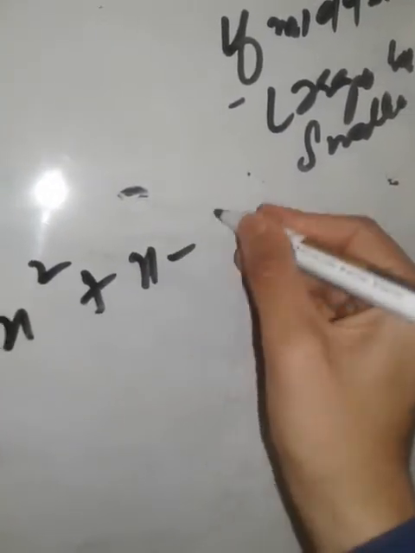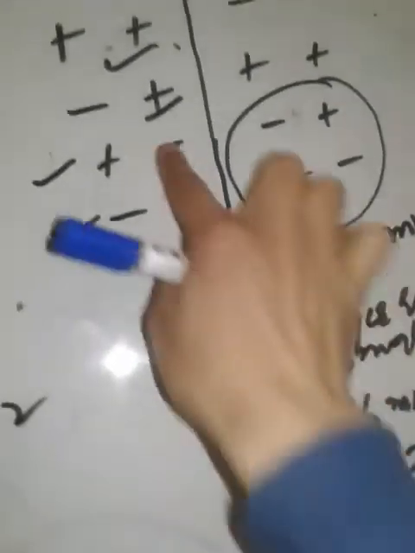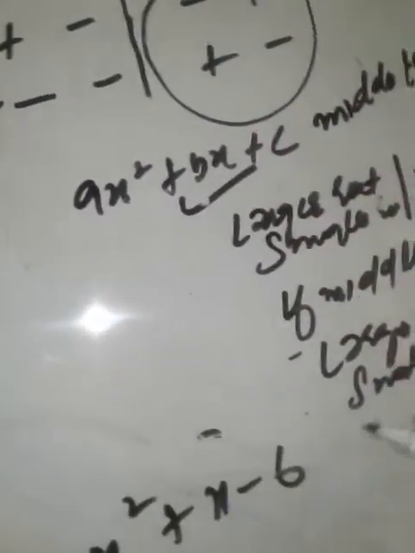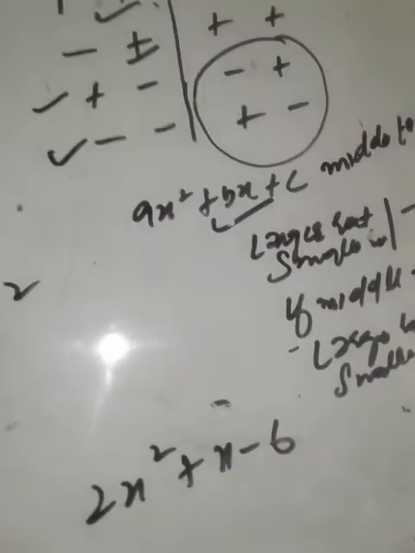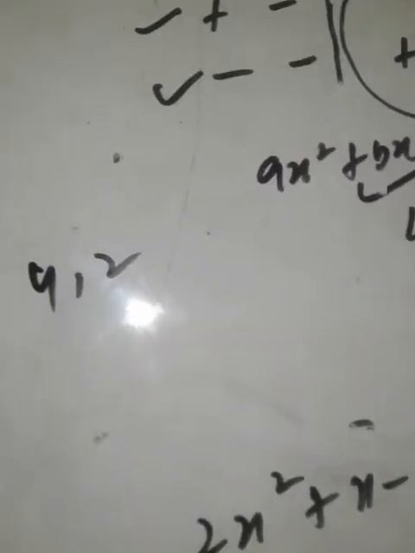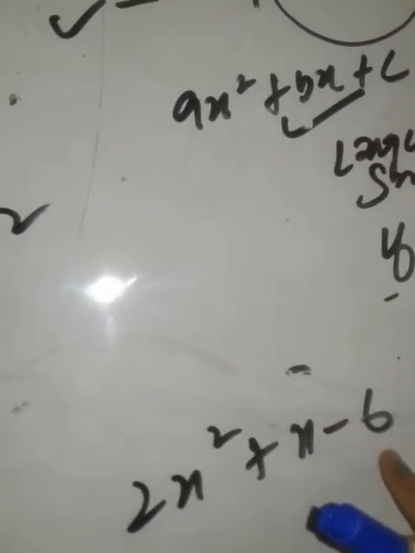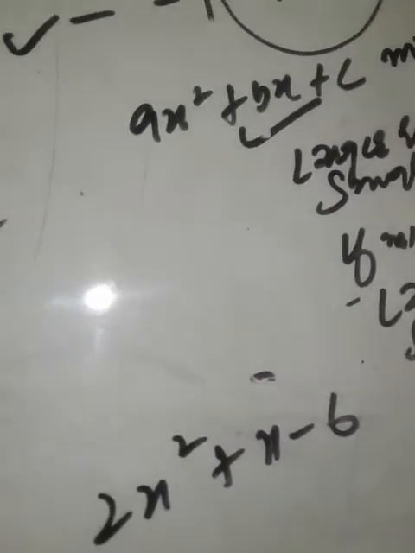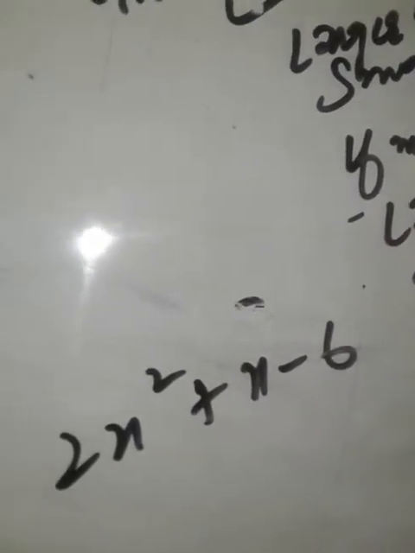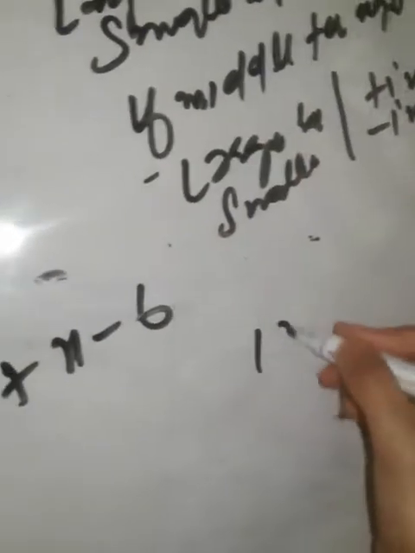We have 2x square plus x minus 6. Have a look: this is plus, this is minus, so plus minus. So the sign of the roots will be minus plus. Which root should we keep plus, and which should we keep minus? First of all, we will do as we have been doing. 2 sixes are 12. I am again telling you that you need not take the signs into consideration. 6 twos are 12. Split 12.